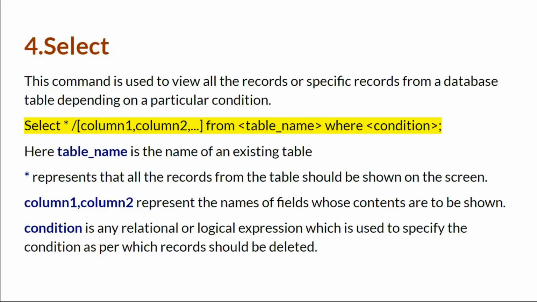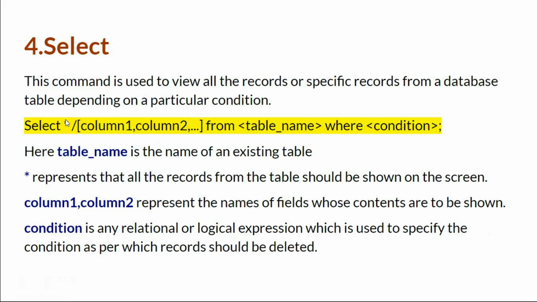The next command is select, this is the last one. This command is used to view all the records or specific records from the database depending on a particular condition. Say you're going to a bank and you give your account number and ask for your credit statement and debit statement. So the condition is your account number, and the statement you want is the credit and debit statement. Based on that, it may be a specific record or all the records. You can go ahead with the select command.